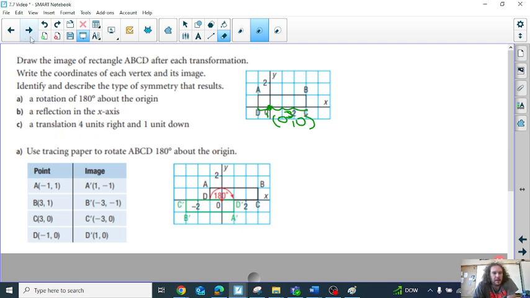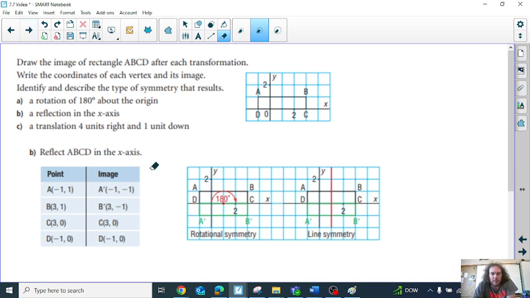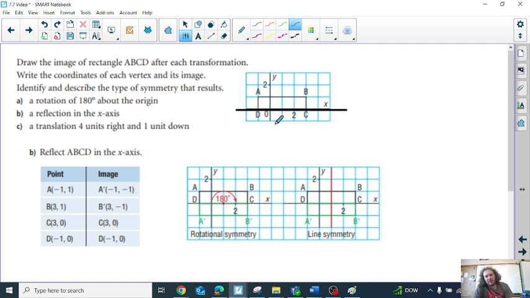Okay, part B now, reflecting about the x-axis. So again, we have to understand what that means. Well, the x-axis is the horizontal axis, right? It's this line right here. So again, that's my mirror. So we can think about this in 2 ways. A reflection can be thought of as a rotation, and it can be thought of as another reflection, which is kind of a weird way to think about it, right? Because why wouldn't I just reflect it?